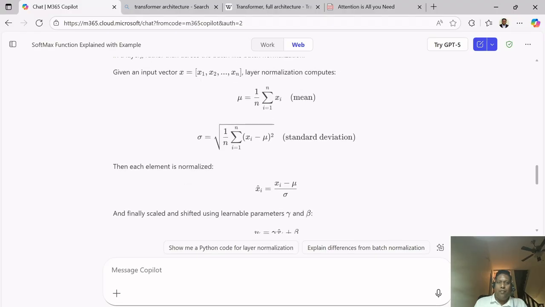If you have an input vector with a set of attributes, there is the mean and there is the standard deviation. More like the average and how far the series deviates from the mean. For each element, it is normalized based on that: how far away it is from the mean value, the average value, and also as a proportion of the deviation itself.